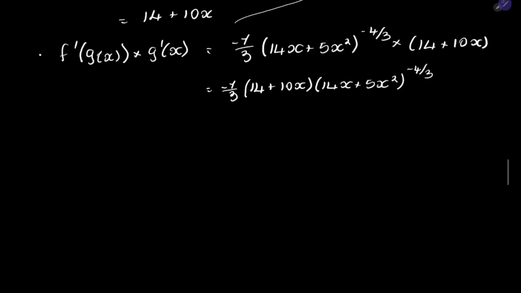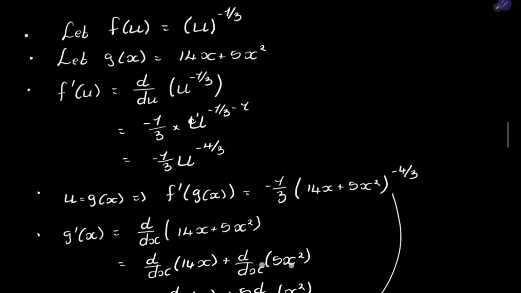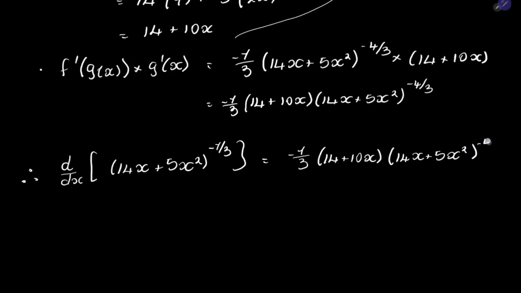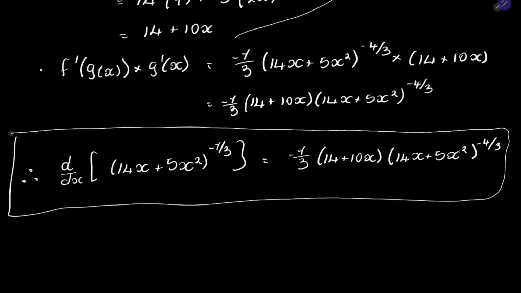So we can then conclude that the derivative with respect to x of the function (14x plus 5x squared) to the negative 1/3 is equal to negative 1/3 (14 plus 10x) (14x plus 5x squared) to the negative 4/3. We always enclose our answer in a box.